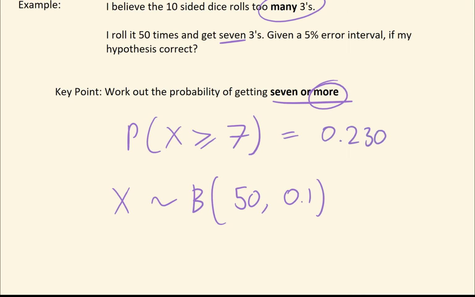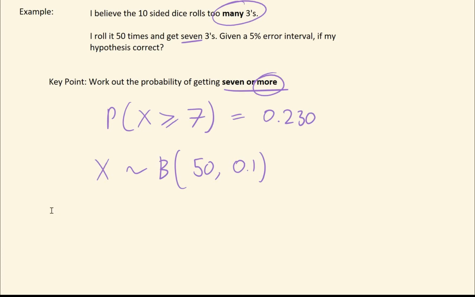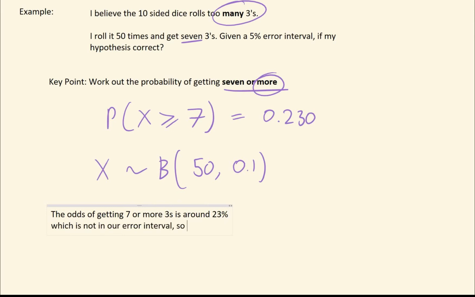This most certainly is not less than 5%, so therefore we assume it is not biased. Okay, and we would have to write something like that. So the odds of getting 7 or more threes is around 23%, which is not in our error interval. So we accept the null hypothesis that the probability is 0.1. So basically we're rejecting the alternative. We're rejecting that the probability could be greater than 0.1. Okay, and that's the basic idea.